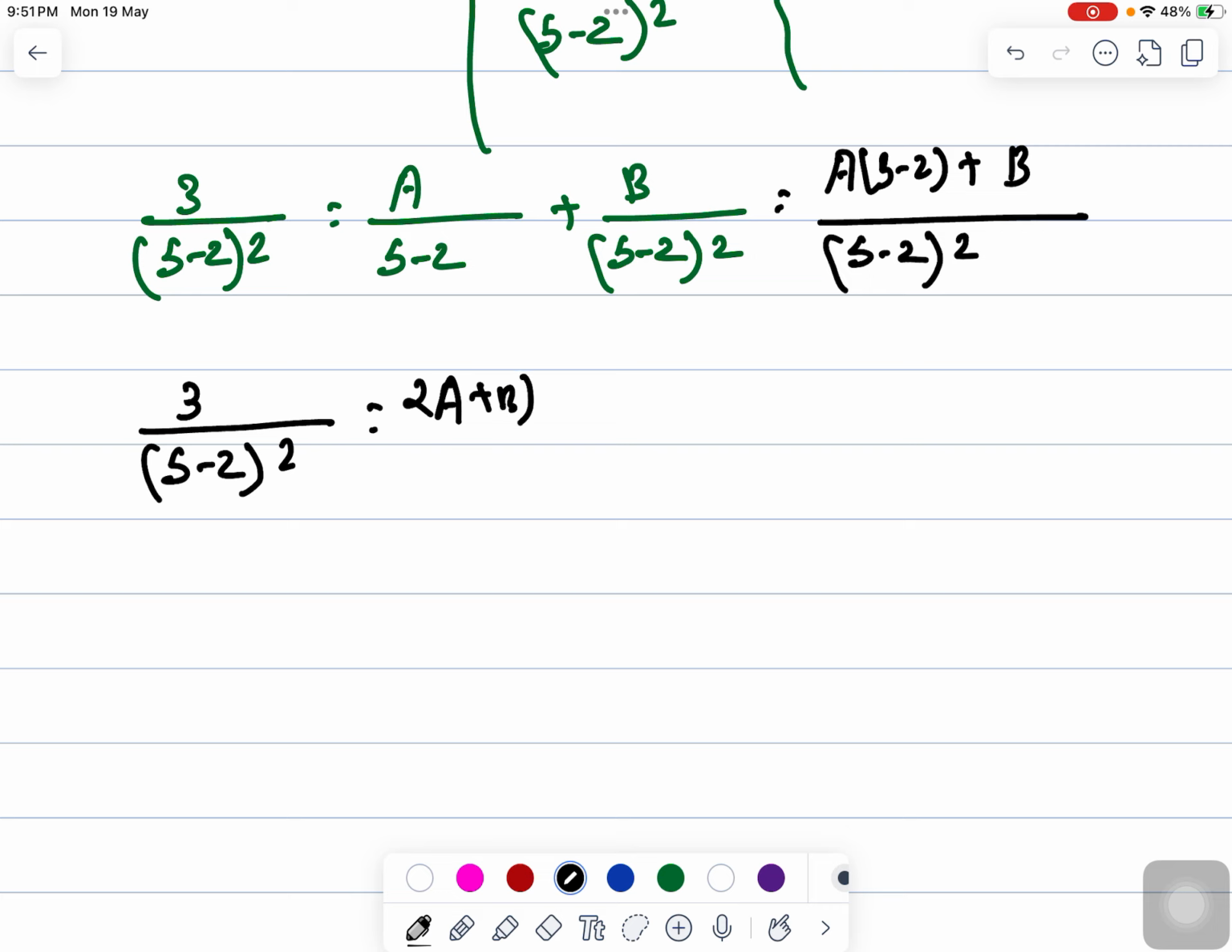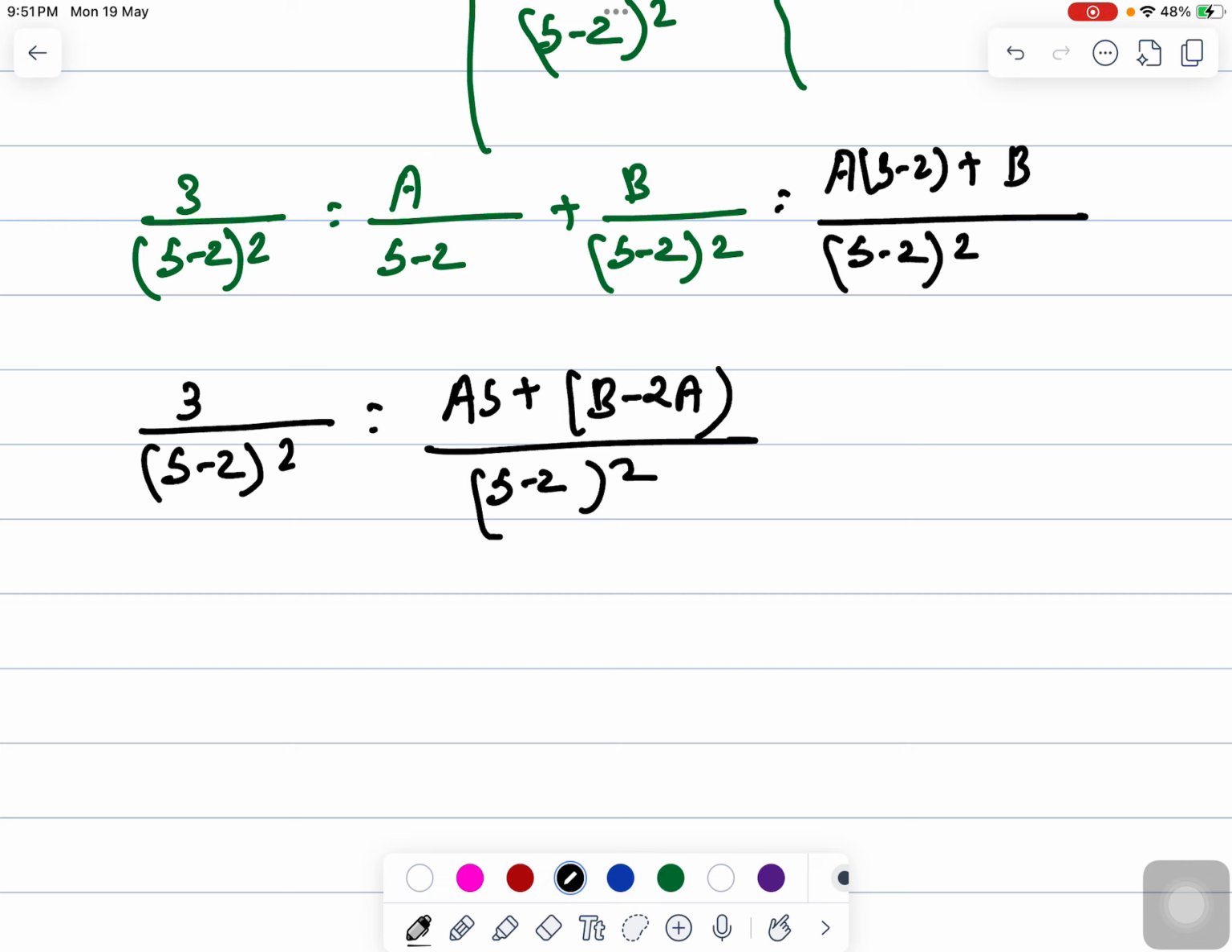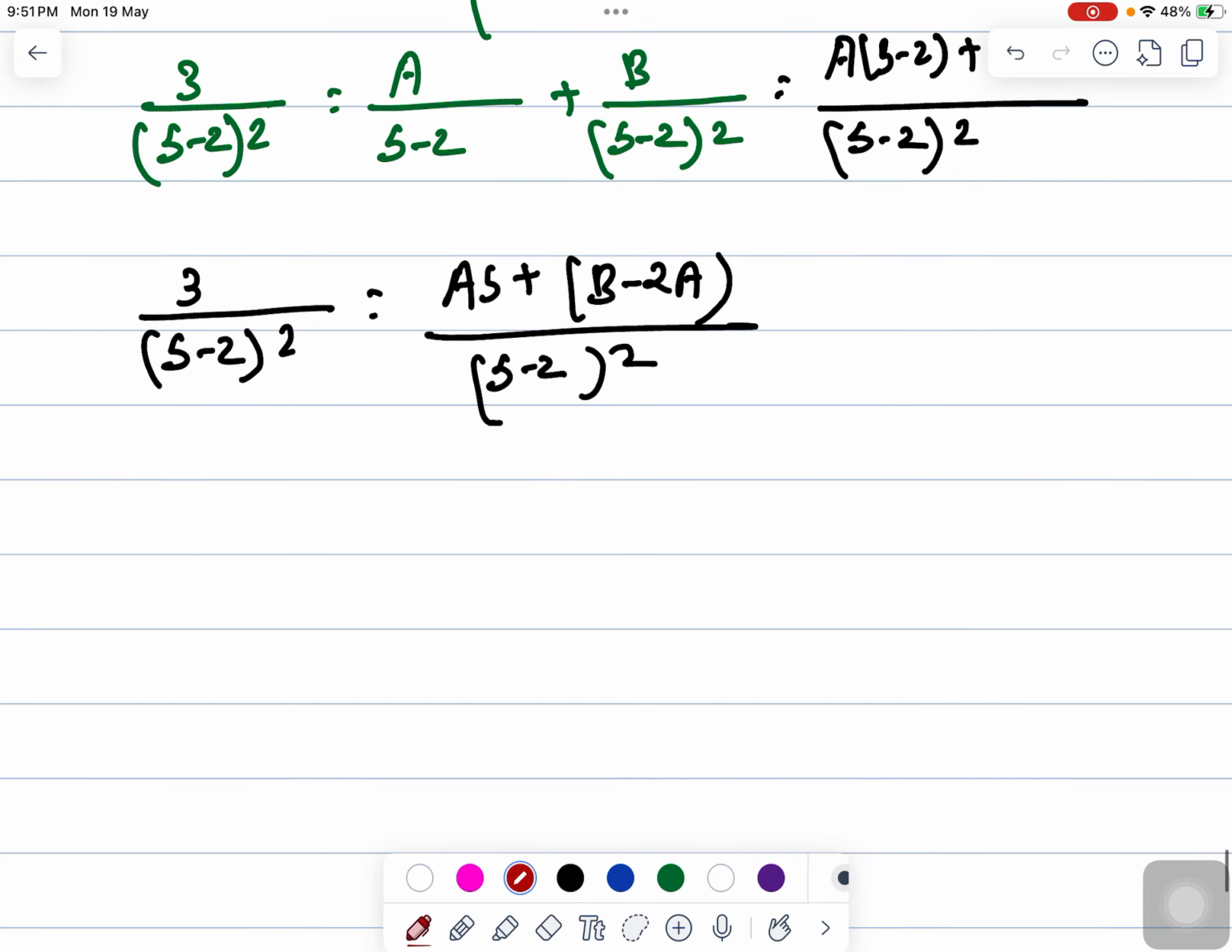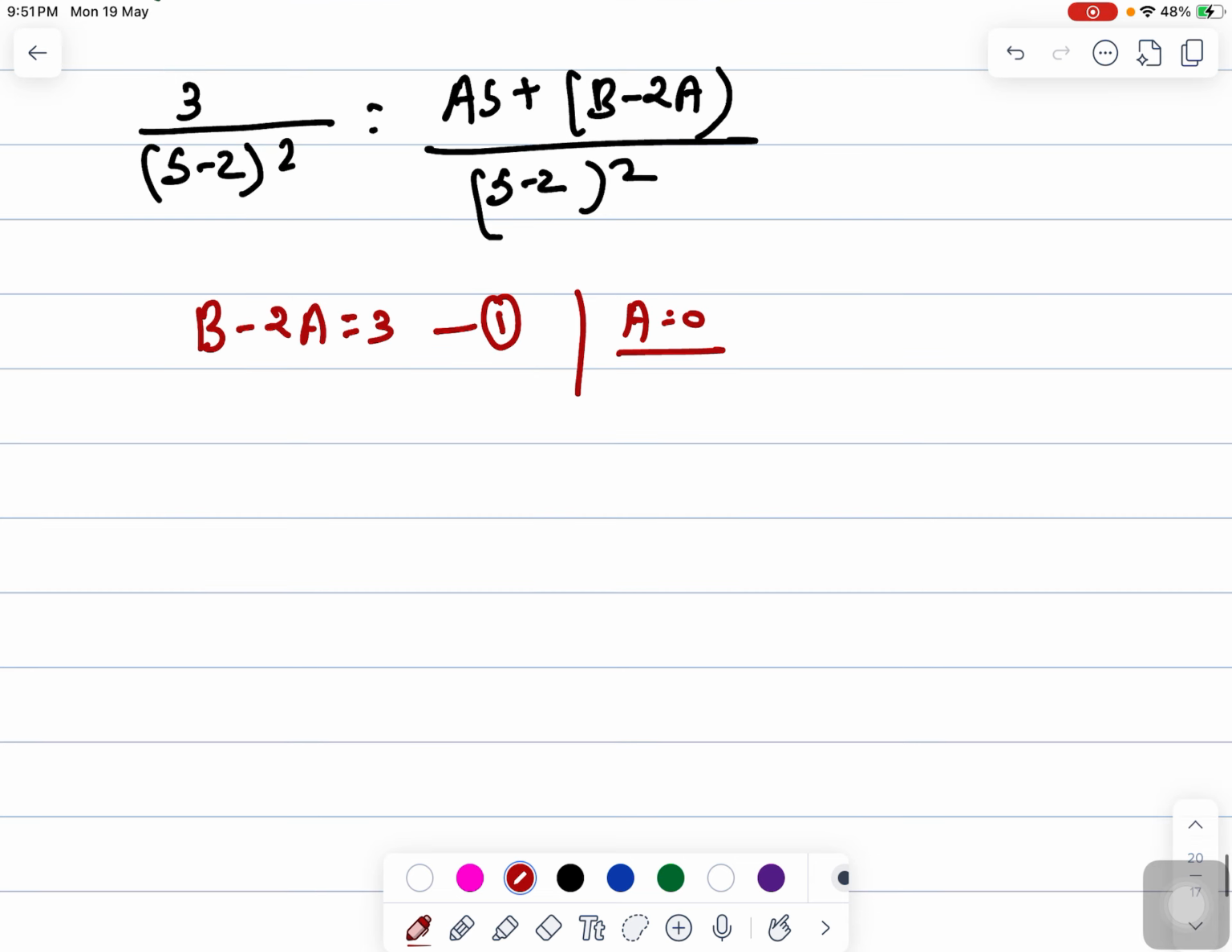So here you can see 3 upon s minus 2 whole square, that can be written as 2a plus b. These things you would be knowing. So as plus b minus 2a divided by s minus 2 whole square. Is that clear? So now if you compare the coefficient from left and right side, you will be getting b minus 2a equals 3, equation first, and since there is no coefficient of s in the left hand side, a will be equal to 0. So if a is 0, then b will be equal to 3.